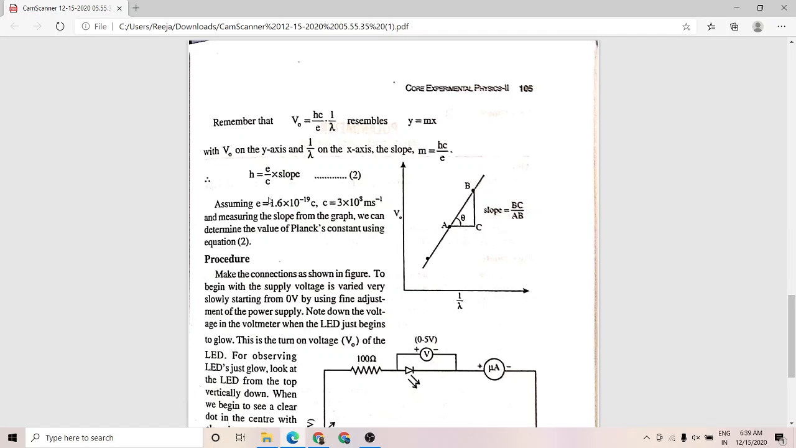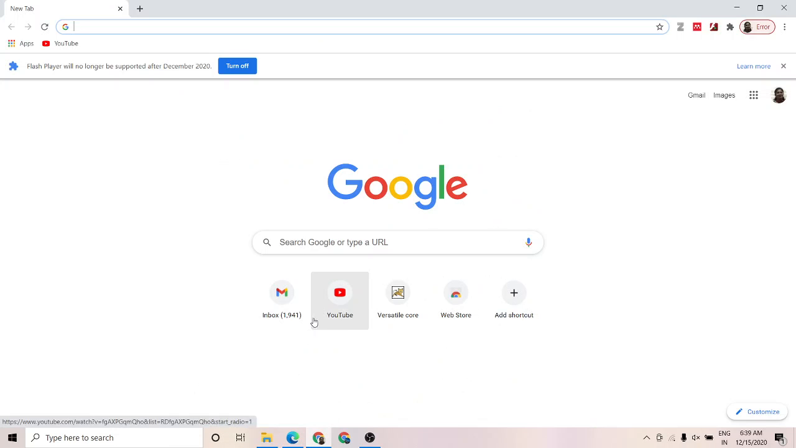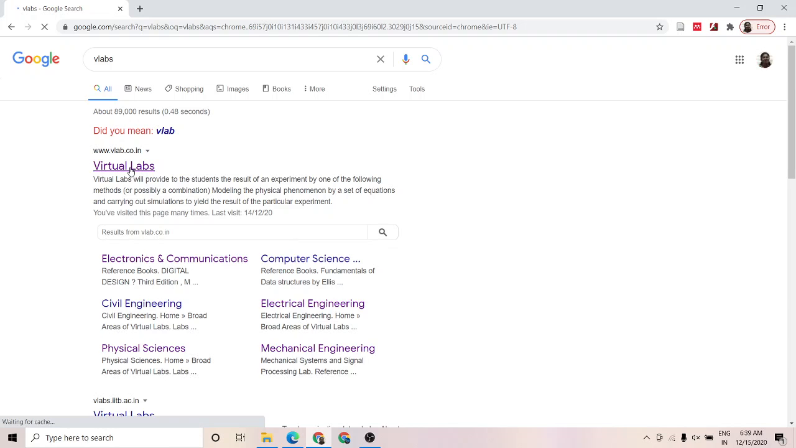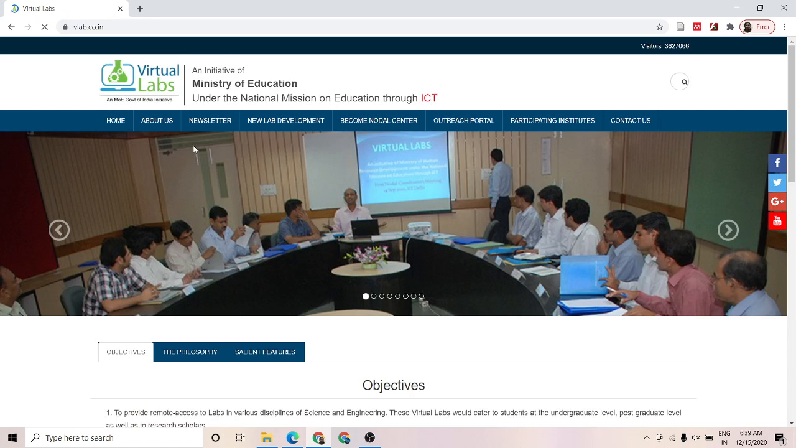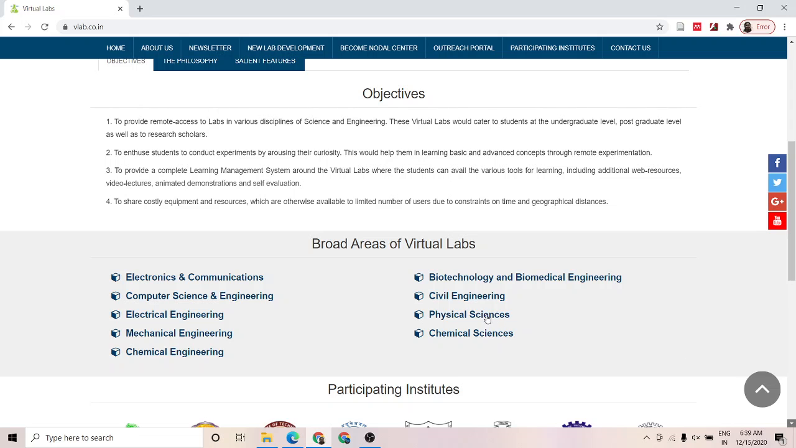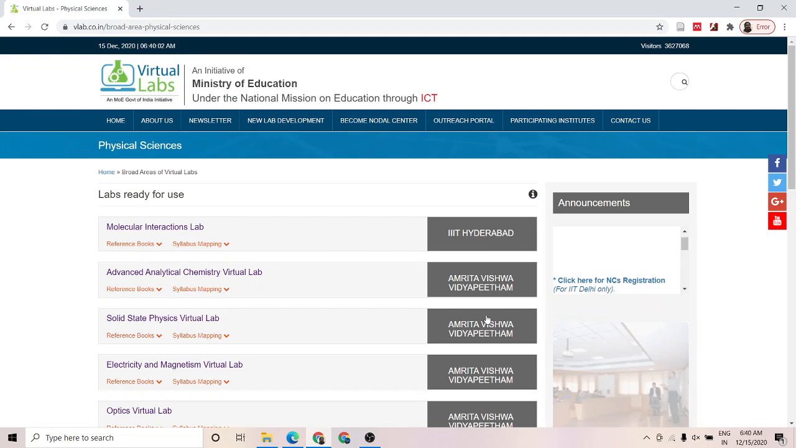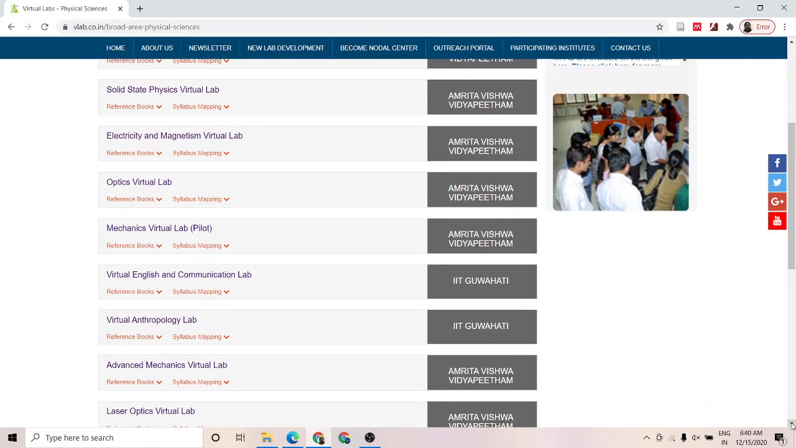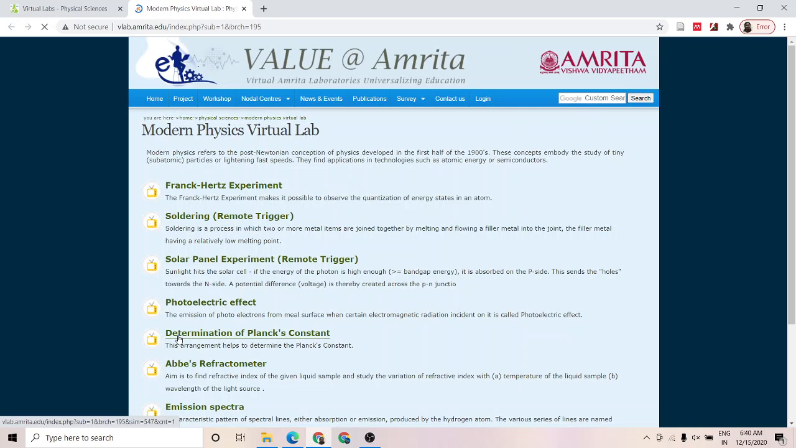Now let us see how we will do the same experiment using virtual labs. For that we have to search for vlabs, so that we go to its site. From the home page of vlab, select physical sciences. From that you get all the labs which are ready to use here. Go to modern physics lab. So determination of Planck's constant is here. Click upon that.